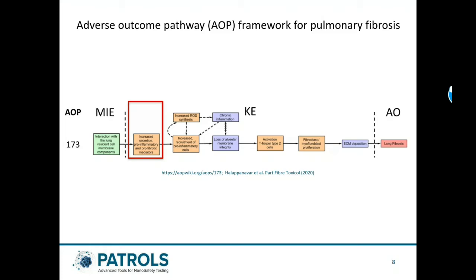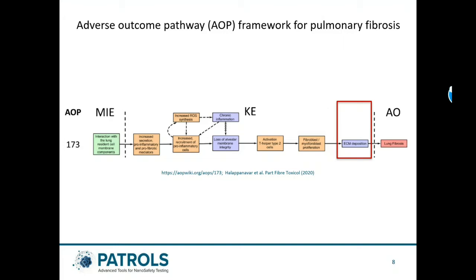Then we have seen in this acute response, which is characteristic with this inflammatory and profibrotic mediator release. This can induce then a recruitment of pro-inflammatory cells from the bloodstream. We have a chronic inflammation, which can also induce a loss of the barrier integrity. We have other immune cells that are activated. Finally, we see this fibroblast, myofibroblast proliferation, which are responsible for the extracellular matrix deposition.